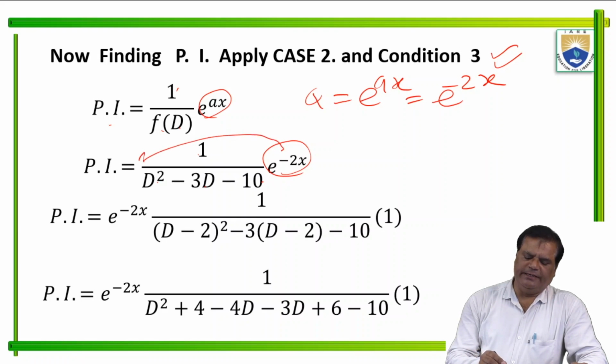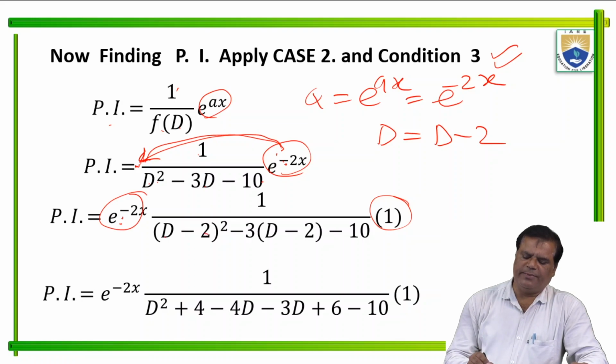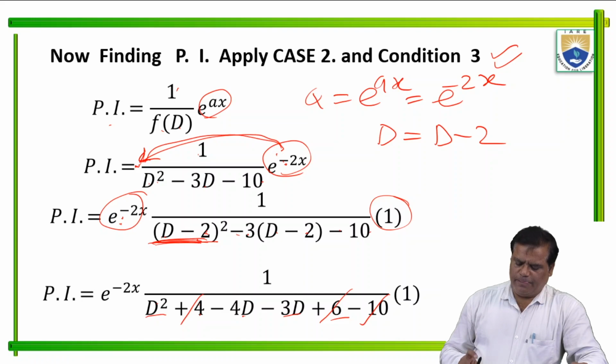So this function, e to the power minus 2x, taking left side, and the remaining function is 1. This function goes to left side in multiply, and putting D equal to D minus 2 when we are taking this function to left side. So here D minus 2 whole square minus 3 into D minus 2 minus 10 into 1. After opening the perfect square of D minus 2 whole square, here is D square plus 4 minus 4D minus 3D plus 6 minus 10. So here the 6 cancels with this, and next here minus 7D.